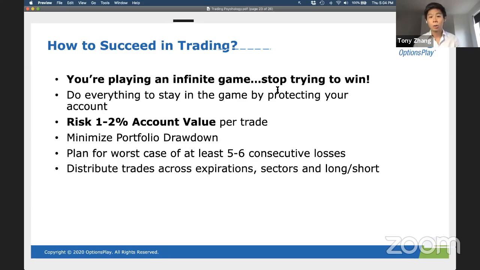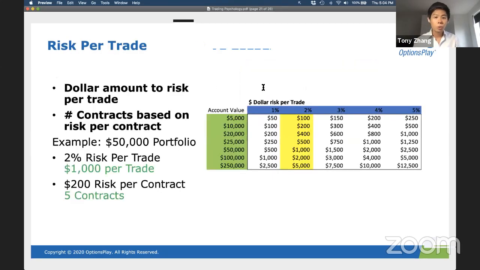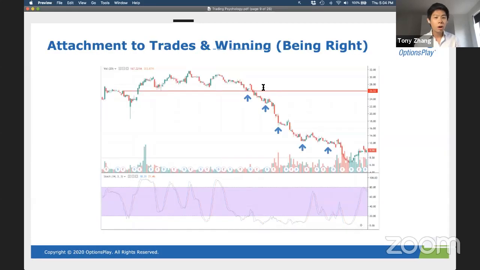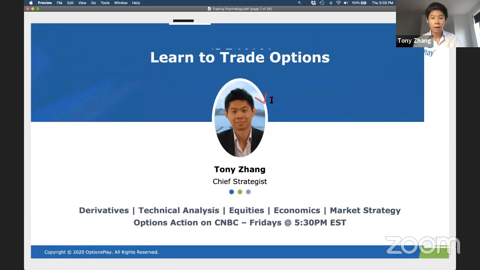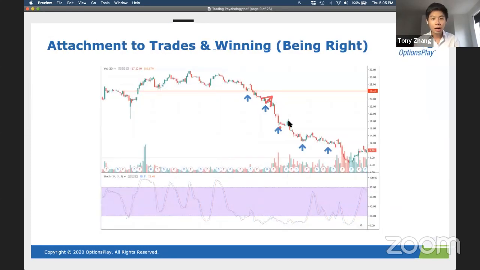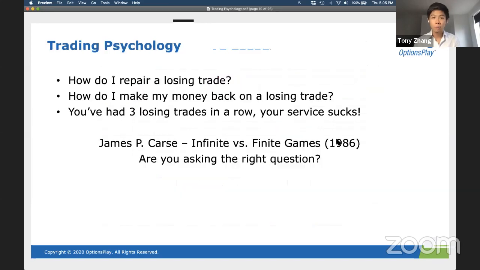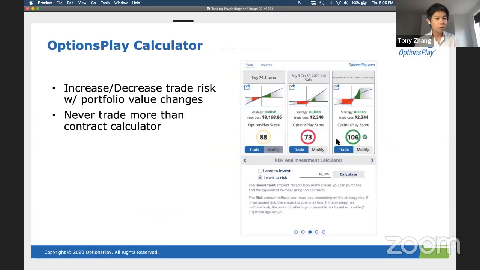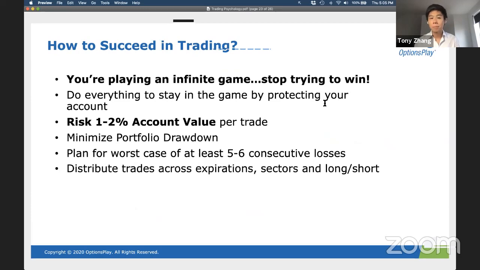Because guess what? You're playing an infinite game, not a finite game. There's no such thing as winning when it comes to trading. So stop trying to win. When you try to win every time, that's when you actually, ironically, in the attempt to win every single trade, blow up your account. When we look at charts that look like this, what caused that person to buy over and over again? Is it because of their strategy? No, it's because they were hoping to win. They were hoping to be right. And it's the pursuit of winning and the pursuit of being right that causes us to blow those holes in your account. So remember, do everything you can to stay in the game by protecting your account.